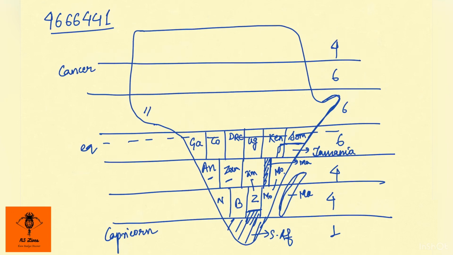There are 2 other countries over here. These are Burundi and Rwanda. Rwanda is also important because there was a civil war going on over there. So those are the 6 countries.